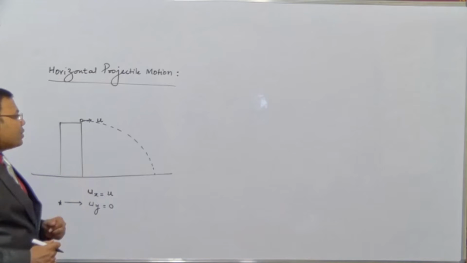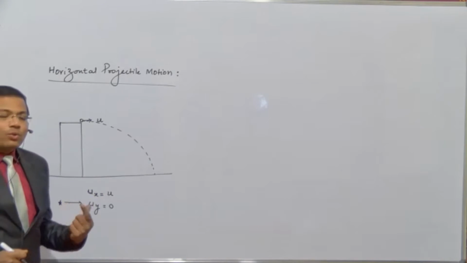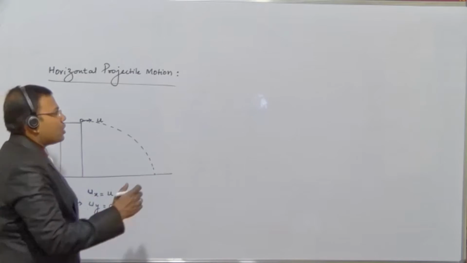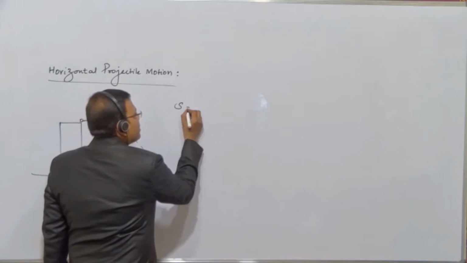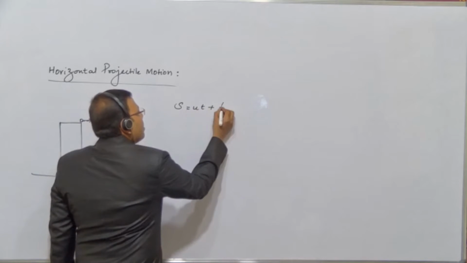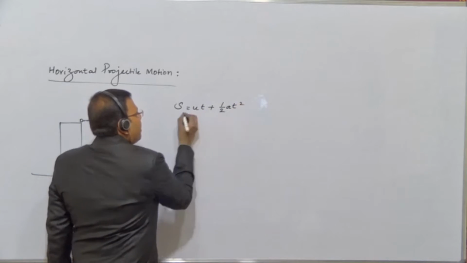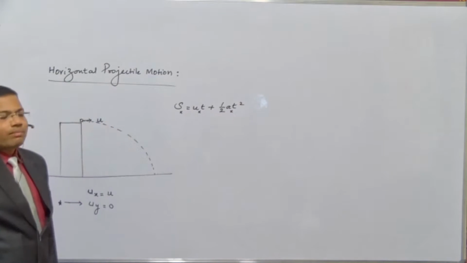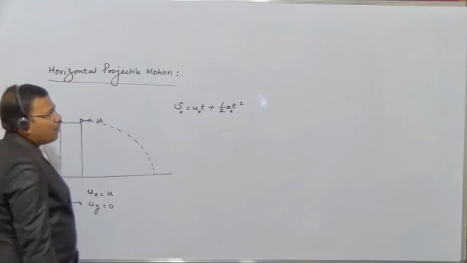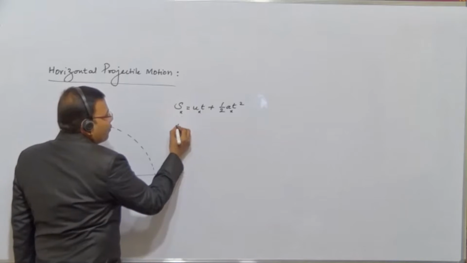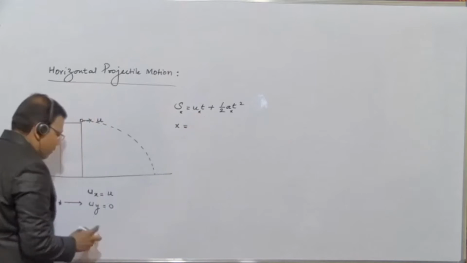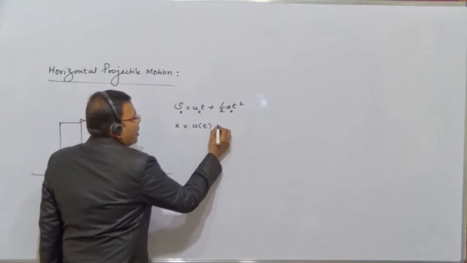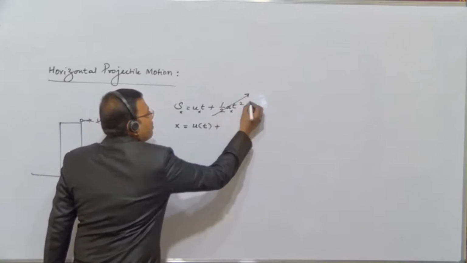Now students, we are going to derive the equation. For that, we use the equation s = ut + ½at². Now this I am writing for the x-axis. So x is equal to u times t, plus this term will become 0.